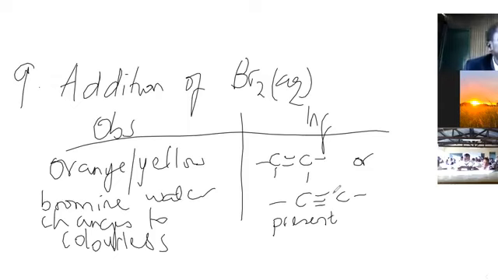The negative of that would be orange or yellow bromine water retains its color. When you are recording, of course, in an exam, don't use the word or. You use the color that you have seen. You should see it as being either orange or yellow. Those are the acceptable colors. Don't record both.